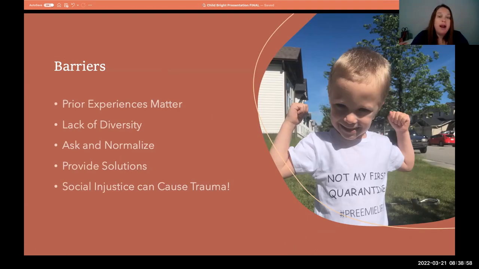So prior experiences matter. This is my little boy at the beginning of the pandemic. And his shirt says, not my first quarantine, which is cute because he was quarantined when he escaped from NICU the first time. And then again, at the beginning of the pandemic. Many individuals feel judged or dismissed. And if they have in the past, this can be a barrier to engagement now.